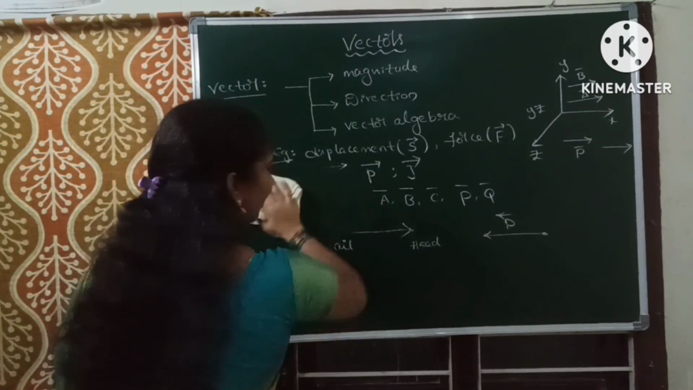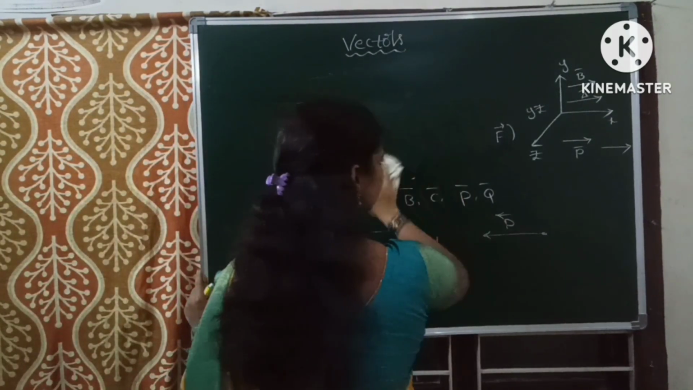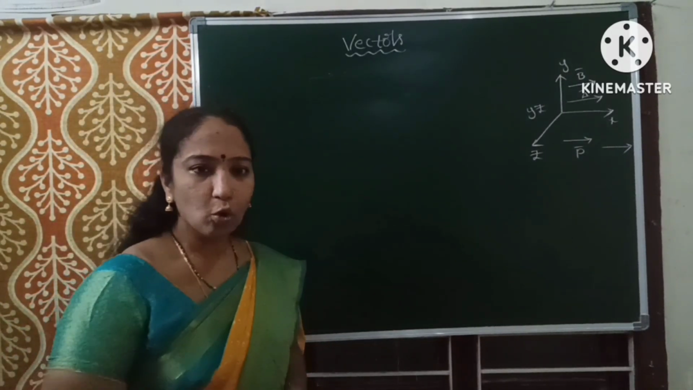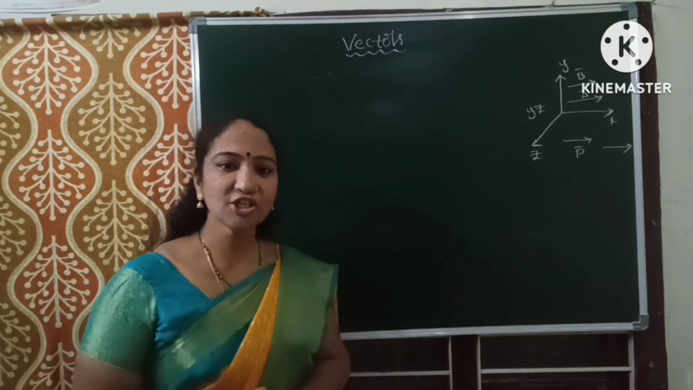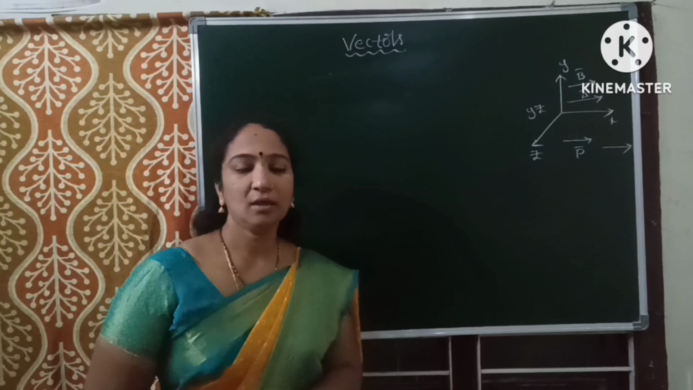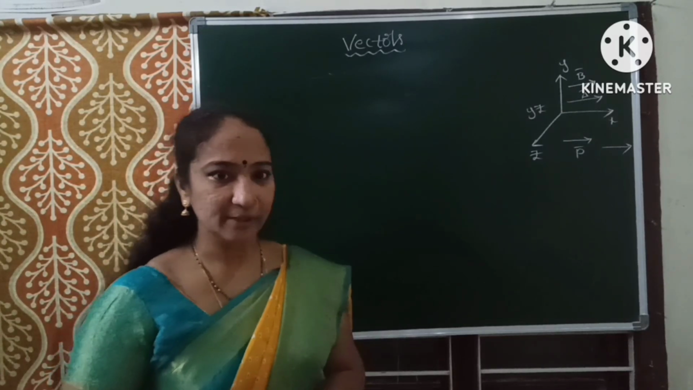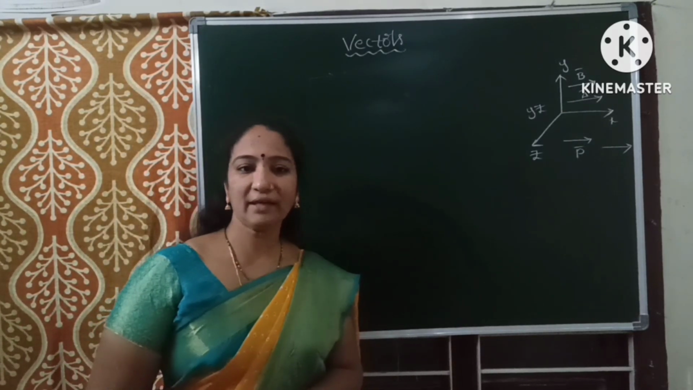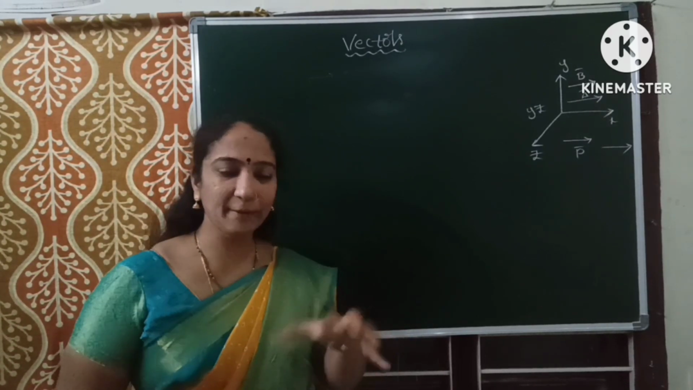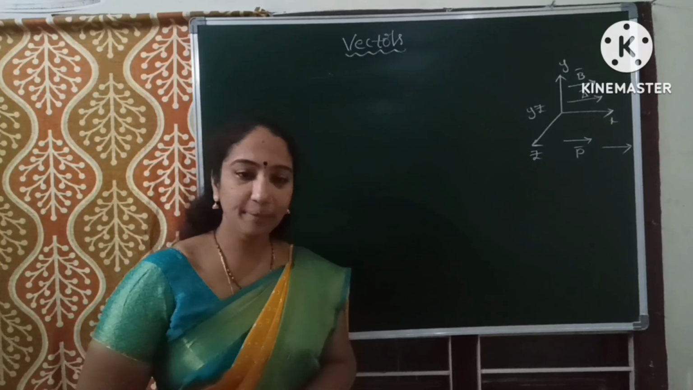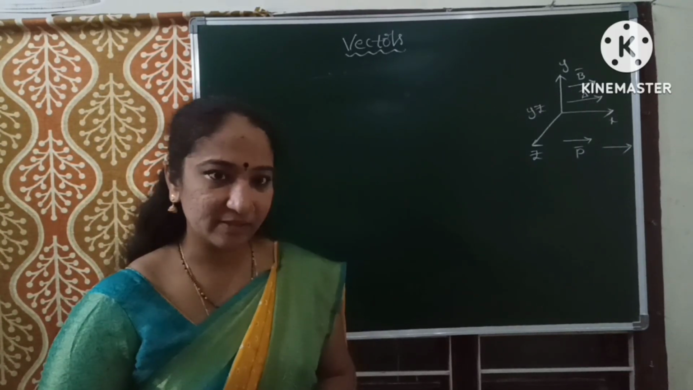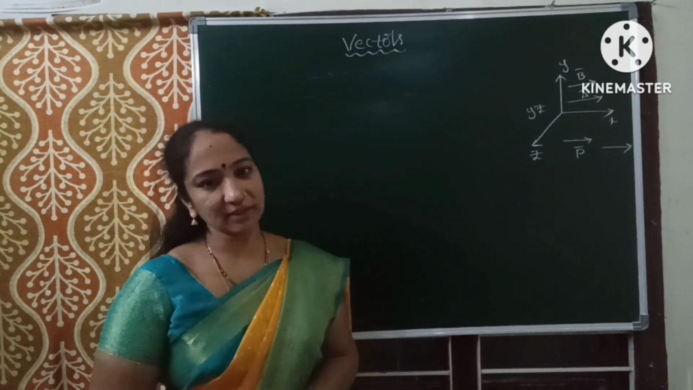Right. So like this we have different types of vectors. And one more type is co-initial vectors. Co-initial means the initial points of 2 or 3 vectors are the same. Those are called co-initial vectors. One more is co-terminal vectors, and that means 2 or 3 vectors have the same head points. Head points, the final points, coincide. Those vectors are called co-terminal vectors. Like this we have different types of vectors.